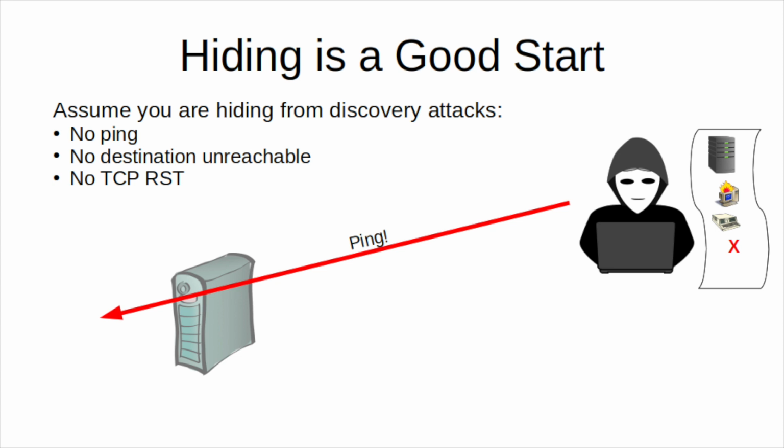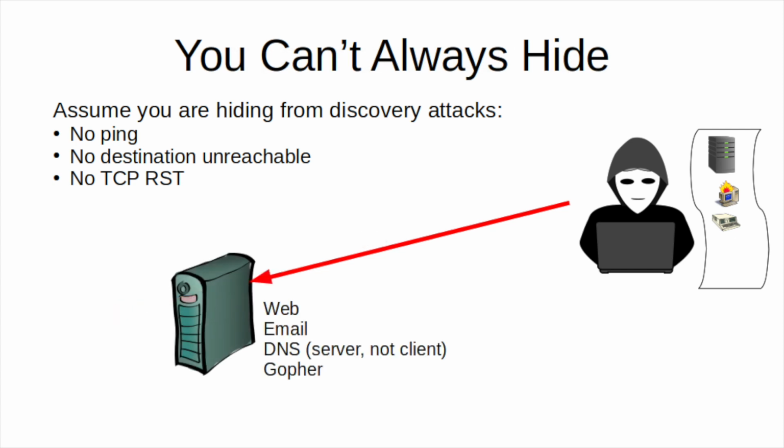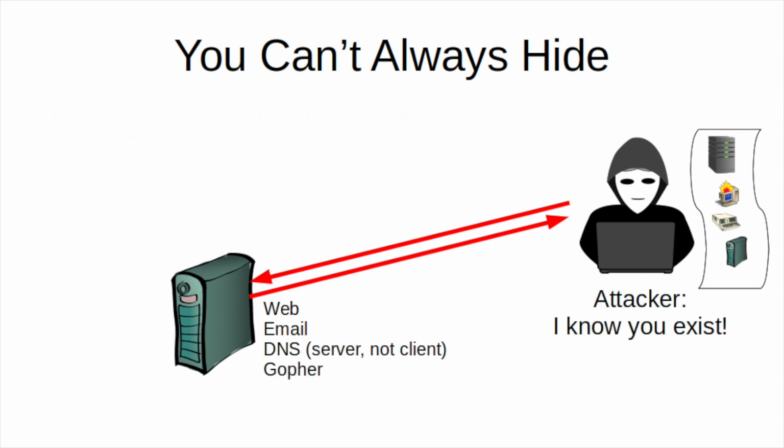Okay, so let's assume that your system is properly hiding from discovery attacks. Unfortunately, you can't always hide. If you're running any kind of externally accessible service, like a web or email service, then they can always query that service's port, and your server will always reply. At that moment, the attacker knows your service exists, and they can queue it up for subsequent attacks.